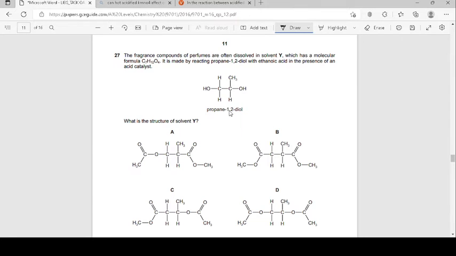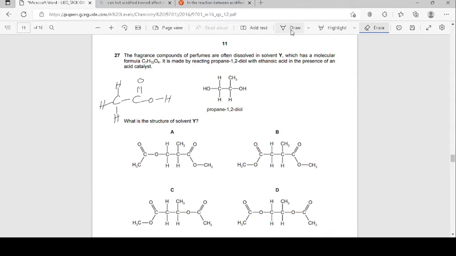It is made by reacting propane 1,2-diol, which is this thing, with ethanoic acid in the presence of an acid catalyst. If I just draw out ethanoic acid, CH3COOH. Alright. Now, ethanoic acid in the presence of an acid catalyst. So what is happening is that you're reacting a diol with an oic acid, which means you're going to have esterification taking place, right? And in the presence of an acid catalyst, so obviously there's esterification. What happens in esterification is that your carboxylic acid loses its OH, and your alcohol loses its H, right?